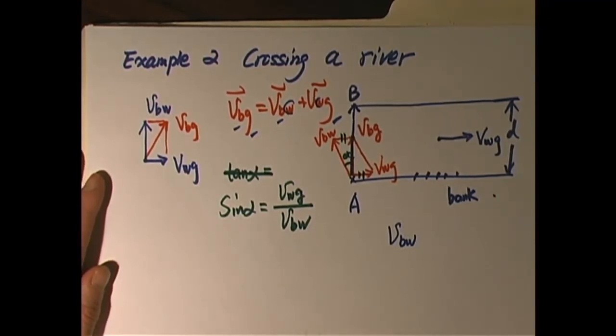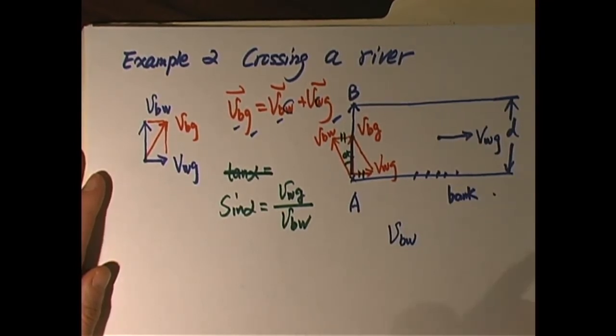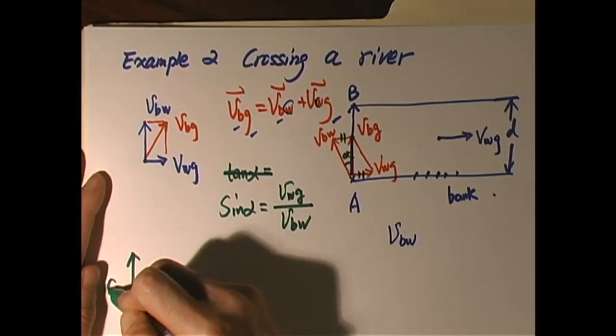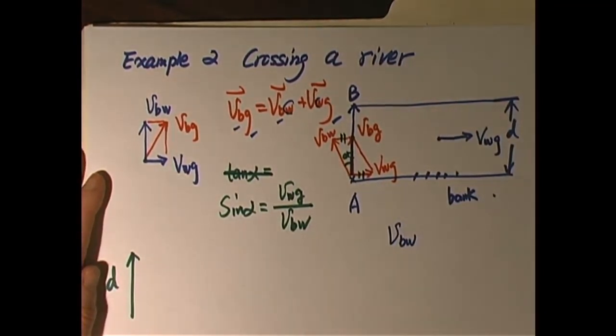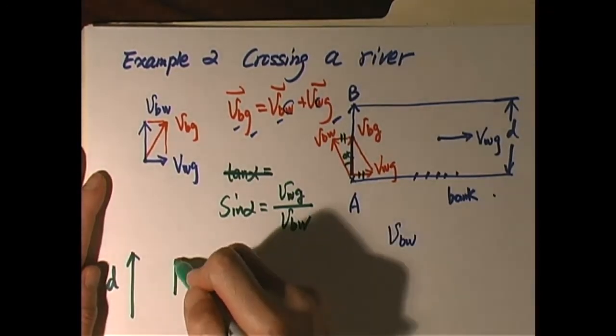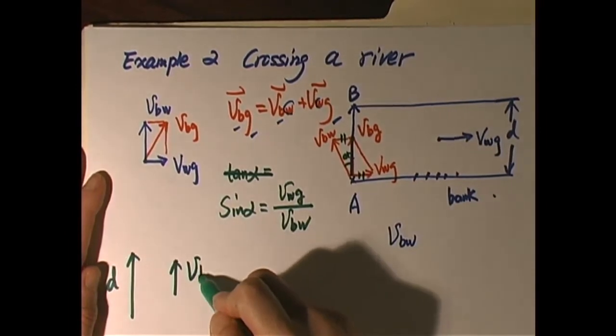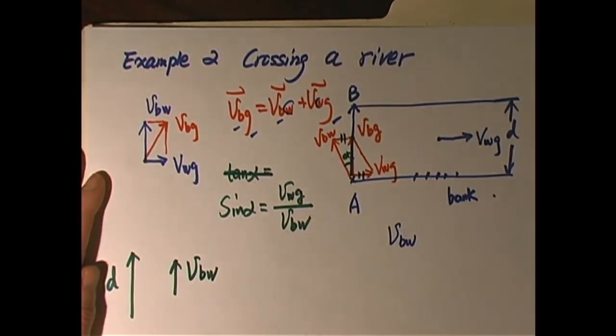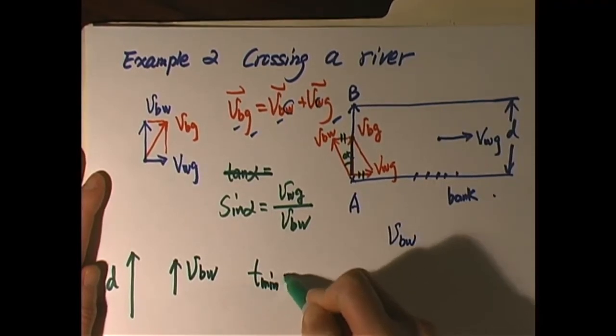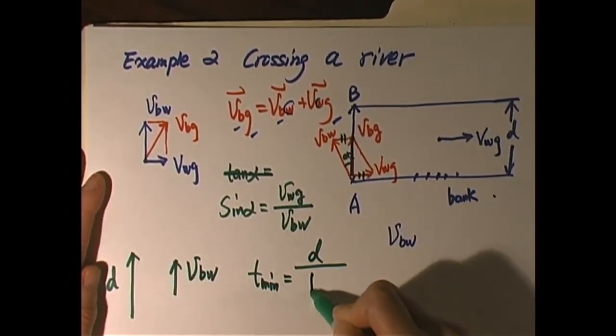Now, if we have another requirement, say we don't care where we land across the river, but we want to cross the river in the shortest amount of time, which way shall we sail? In this case, think about this. We want to cross a distance D in the shortest amount of time. Then we should gear our maximum speed in this direction. Therefore, we should put our V boat to the water simply this way, because this is the maximum speed that we can output. Therefore, T minimum equals D divided by V boat to the water.